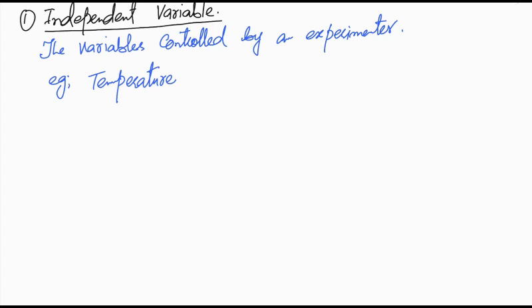So the example of the investigation or the experiment or the objective I gave earlier. In that we are going to control the temperature. And the temperature is controlled by the experimenter or that person who is going to do the experiment. That's called the independent variable. Second is called the dependent variable.